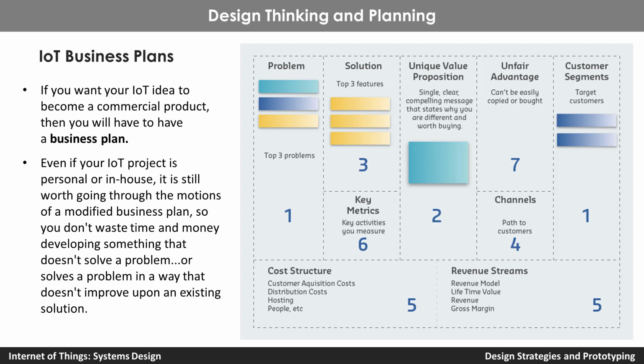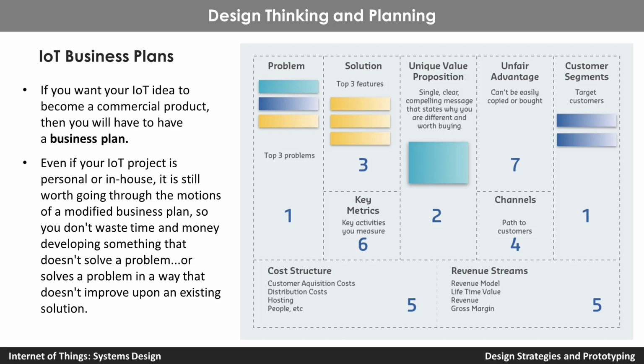First, you need to put the problem. So what is the problem you are trying to solve? Then what is the unique value proposition? Are you better? Are you doing something no one has done before? Are you saving any wastages? So what is the value proposition? And then what is the solution? So you need to have at least 3 features of your IoT system.